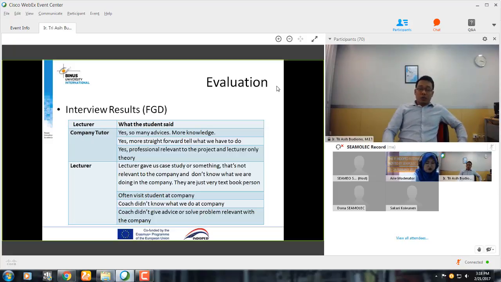They also shared their perception of the lecturer. This is not good, actually. We need to learn from this. Oh my goodness. They said that the lecturer gave them a case study or something, but it's not relevant to the company. They even said that the lecturer doesn't know what they are doing in the company. They said the lecturer is just a textbook person. Okay, maybe it's a good lesson for us.